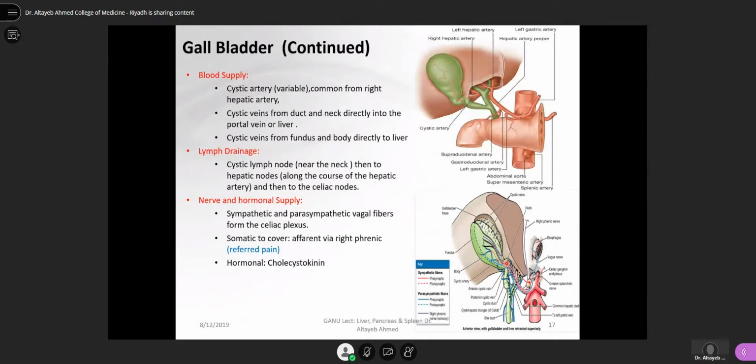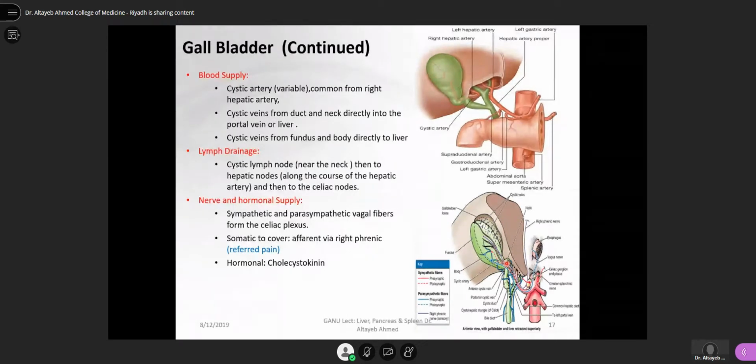So in surgery, if you cut the cystic duct, we call this the point of no return. You need to remove the gallbladder. Okay. Sometimes we shave the gallbladder if you couldn't remove it totally, because the part of the gallbladder intimately related to the liver can receive blood supply directly from the liver.